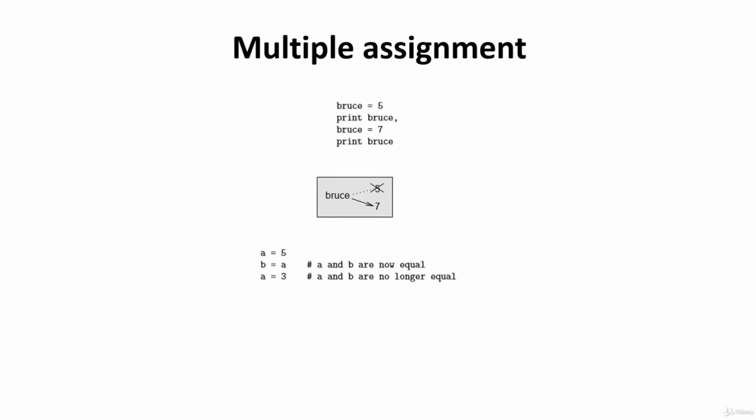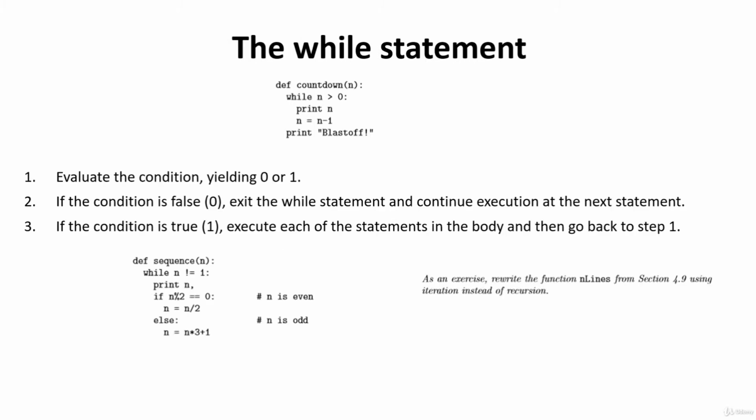Now we will discuss the while statement. Computers are often used to automate repetitive tasks. Repeating identical or similar tasks without making errors is something that computers do well and people do poorly. We have seen two programs, nLines and countdown, that use recursion to perform repetition, which is also called iteration.